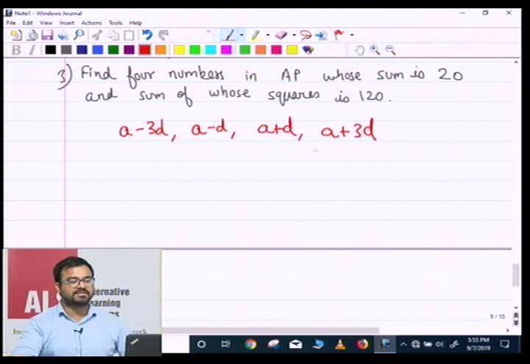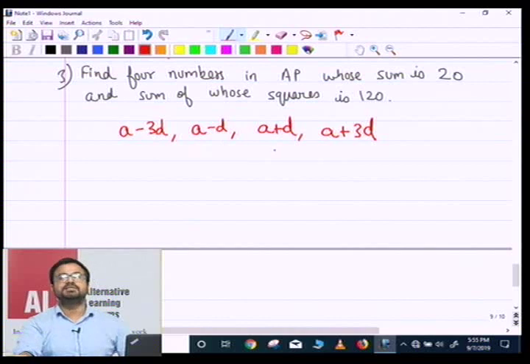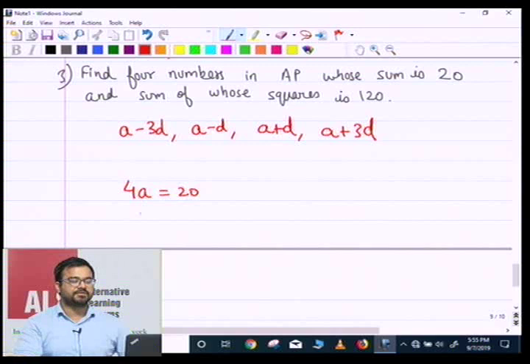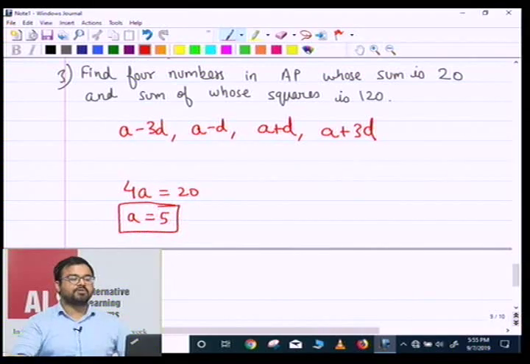When you add all these numbers, minus 3d plus 3d will get cancelled out, minus d plus d will get cancelled out. So you will be left only with 4a is equal to 20. So a is equal to 5. Now a is equal to 5.